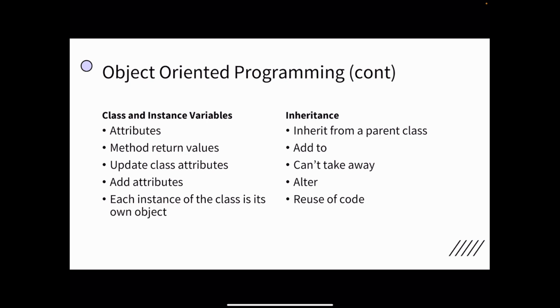You can add to, but you can't take away from the parent class, so you can't remove a method if you are inheriting. If you create a child class that's inheriting all of its attributes and methods from a parent class, you cannot take those away because they are already initialized in the parent class. You can alter, and this again allows for better reuse of code, and by reuse of code, I mean we don't have to completely rewrite that code again. We are just referencing something that we have already written.